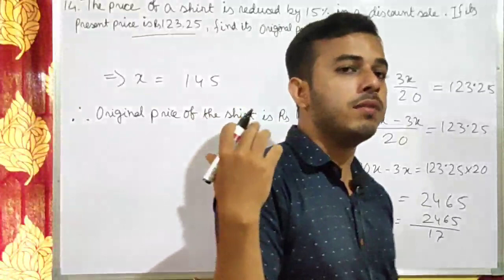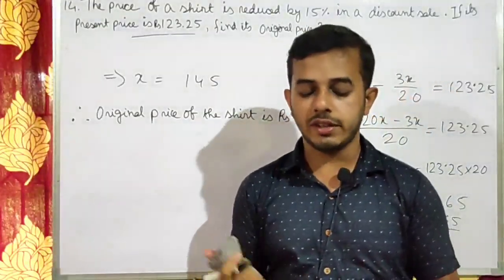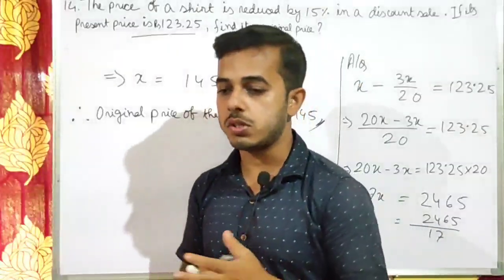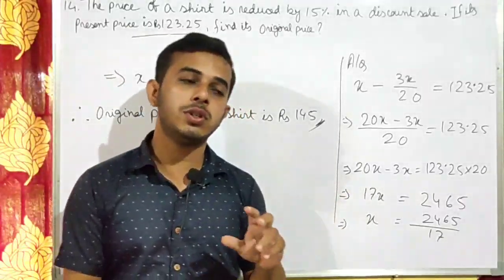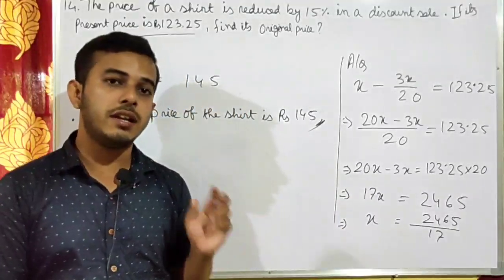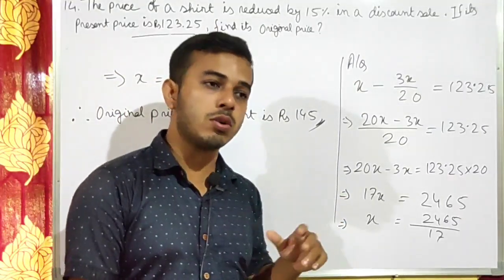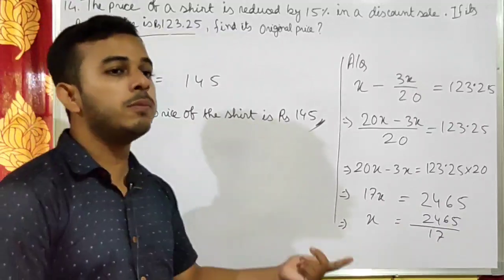So this is how we can find out the original price of the shirt. These are very easy questions. We just have to know what is asked in the question, or what was given in the question. In the question it was given that a shirt is there, of which after a 15% reduction in price its cost is rupees 123.25. Now we have to find the original price of the shirt.